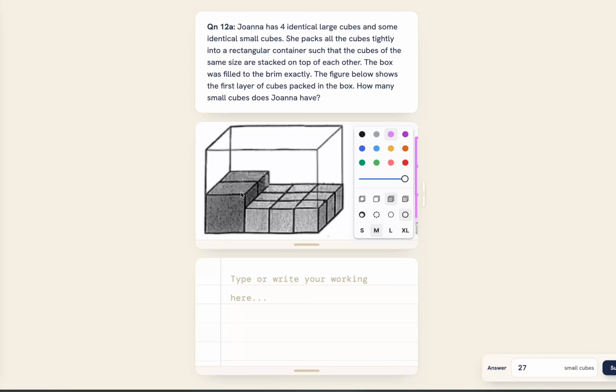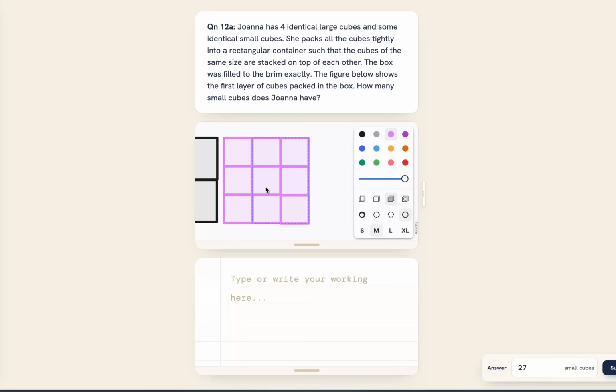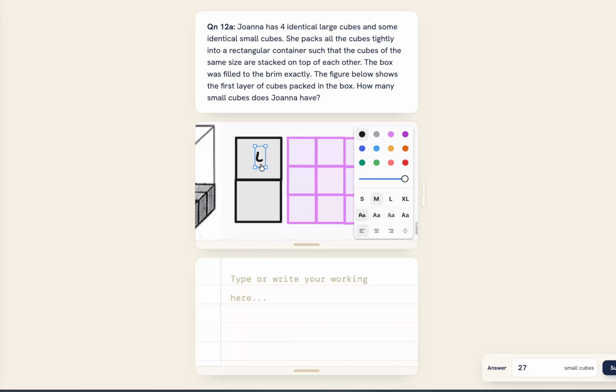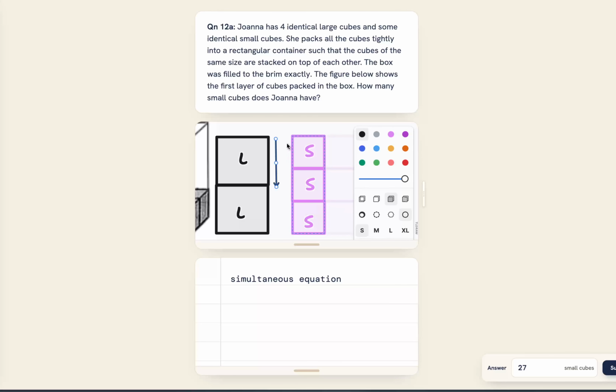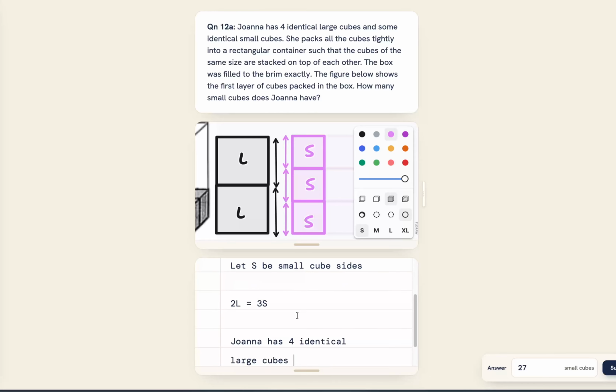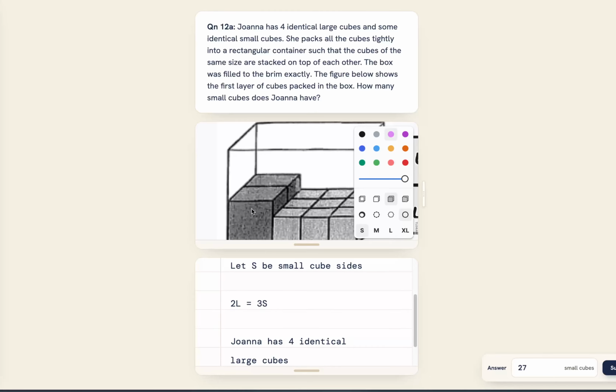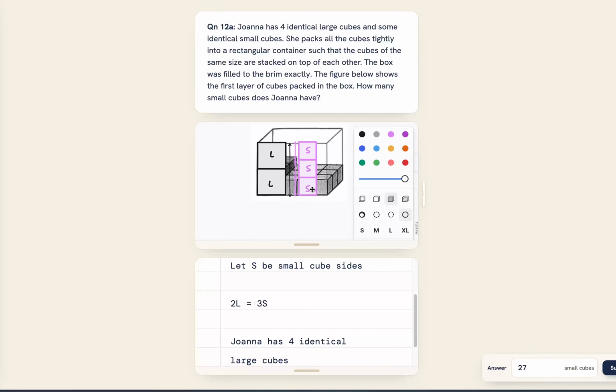Alright, if you look at the top view, you see this. The 2 large ones that are both in L, and we have the small ones, right? So the thing is, can we figure out an equation over here? This requires us to use simultaneous equations. If I make this disappear a bit, you can see that the 2 large ones over here is equal to 3 small ones over here. So that means 2 large is equal to 3 small. And since we know from the question there are 4 identical large cubes, that means we have an additional 2 more over here. So it will look something like this, right?